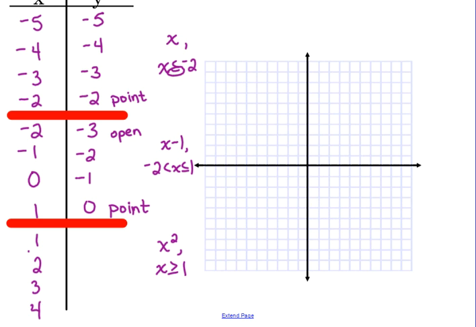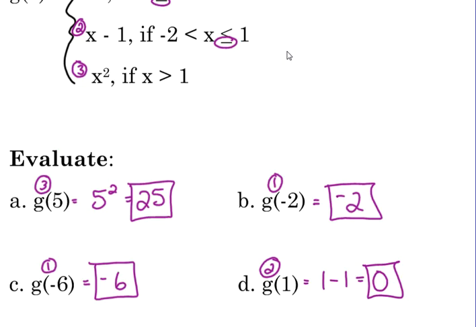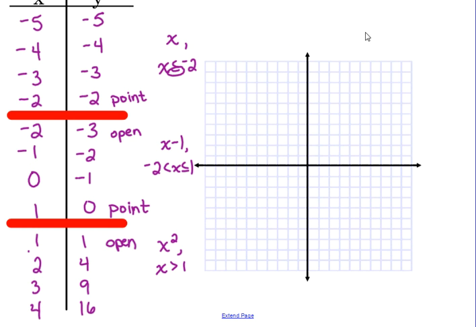Okay. The third piece, we square our x values. So we've got 1, 4, 9, 16. Whoops, that last part's not important. Okay. Open circle or point at 1, 1? Open, because we're not equal to 1. I mistakenly wrote that originally. Let me check and make sure. Yes, just greater than 1.